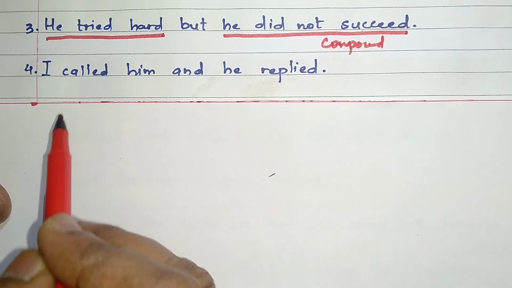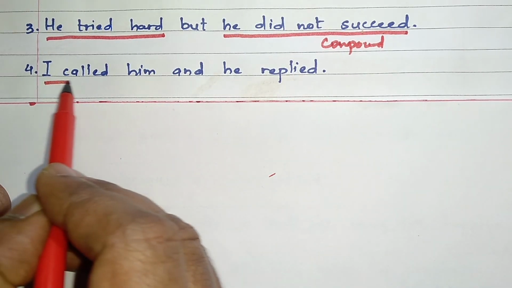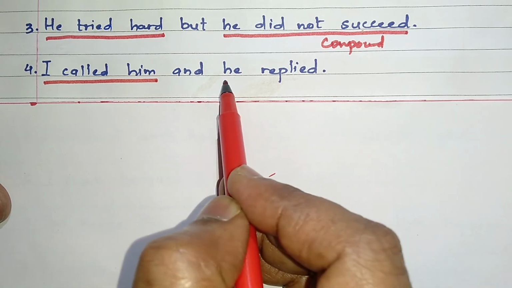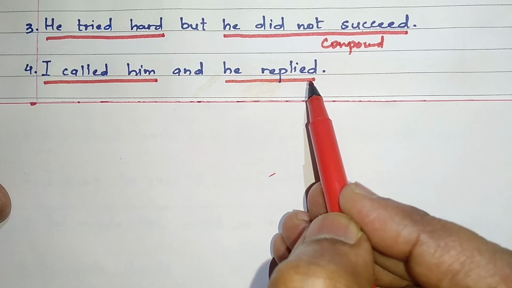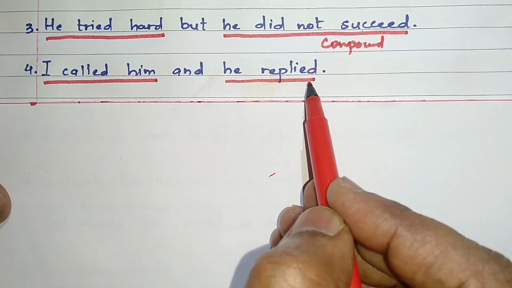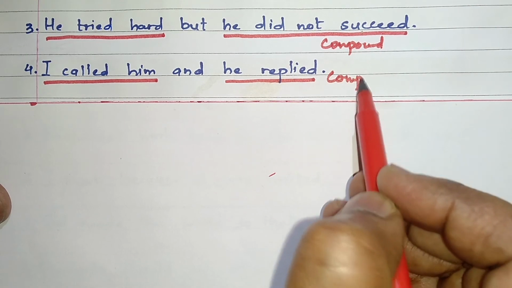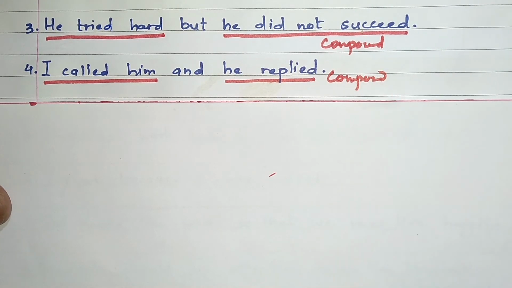I called him and he replied. I called him is one clause, independent clause. He replied, another independent clause. So both the clauses are independent. So therefore, this is a compound sentence.